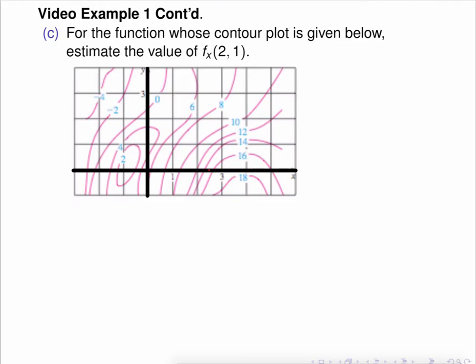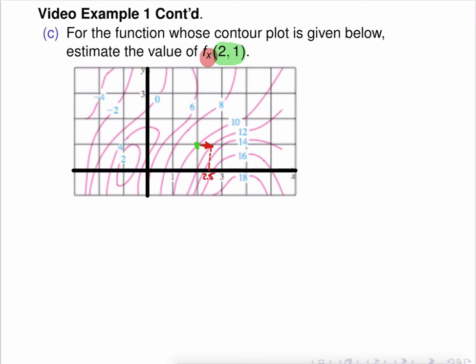In this example, we have a contour plot for the function, and we're asked to estimate the value of the partial derivative with respect to x at the point (2,1). On the contour plot, I located the point (2,1) and labeled it in green. Since it's the partial derivative with respect to x, I want to move a little bit in the positive x direction and see how my height changes. I want to take as small a step in the x direction as possible, to a place where I know the new height.